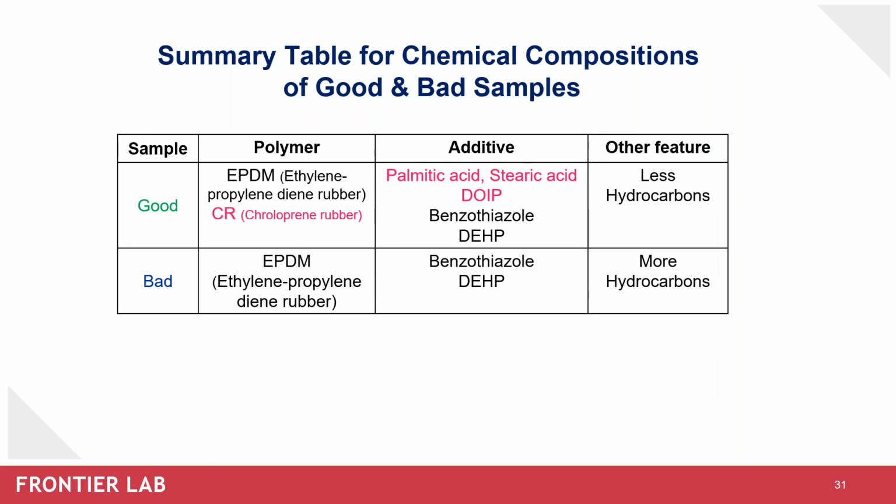So here is the summary table of the results for the samples. There are several clear differences between the two pump samples. Both samples are made of EPDM, but the good one also has chloroprene rubber, CR. In addition, the good sample contains palmitic acid and stearic acid as additives. So not only can we perform deformulation analysis on the two pump samples, we will also be able to perform failure or comparison or even contamination analysis on the two samples.